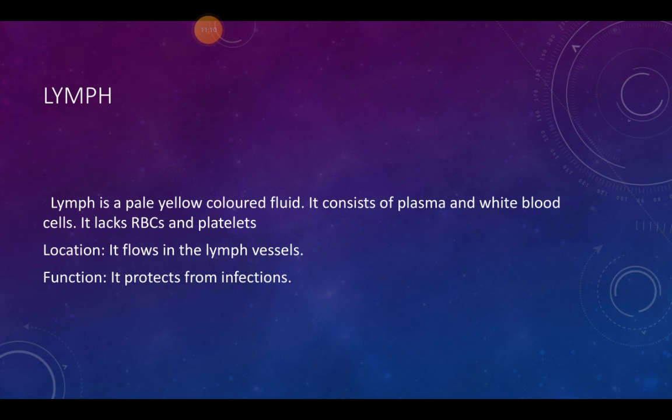Next, lymph. Lymph is a pale yellow colored fluid. It consists of plasma and white blood cells. It lacks RBCs and platelets. Function of lymph. It protects from infections. Location of lymph. It flows in the lymph vessels.